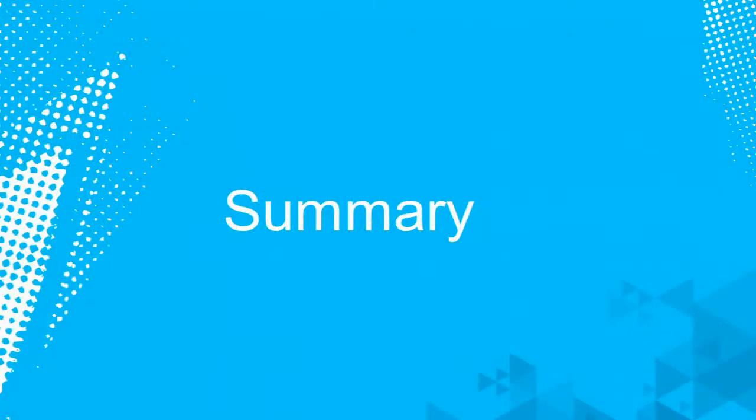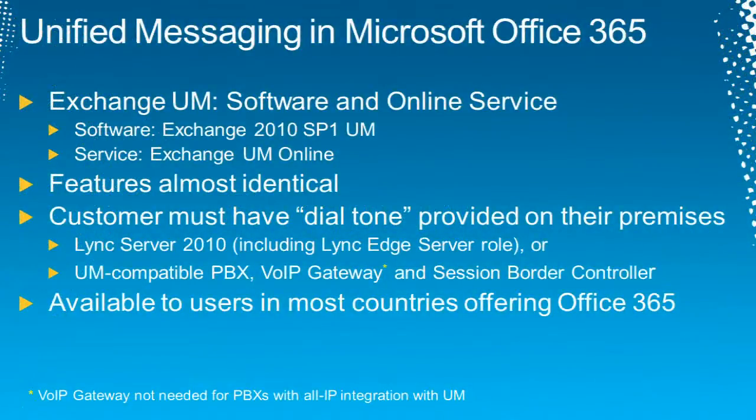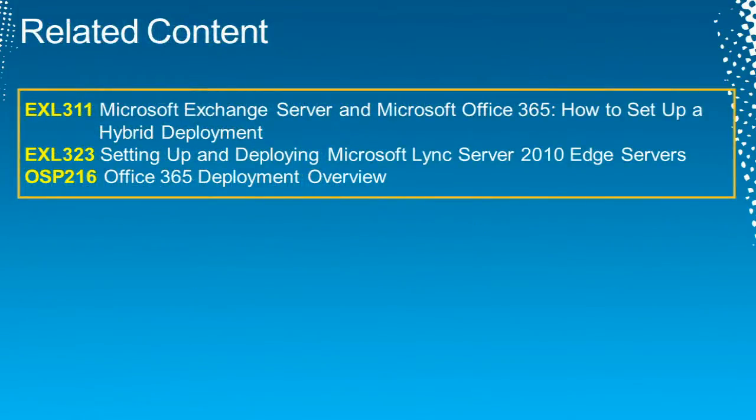So let me summarize, and then take some questions. So Exchange in Office 365 is there. It's available now. It's in the beta. So we have Exchange Unified Messaging available as software and as an online service. The features are almost identical. You have to have dial tone. We don't bring that. So you have to provide dial tone at the moment from your own premises with Lync or a compatible PBX and maybe a gateway and definitely a session border controller. And it's available to users in most of the countries offering Office 365.